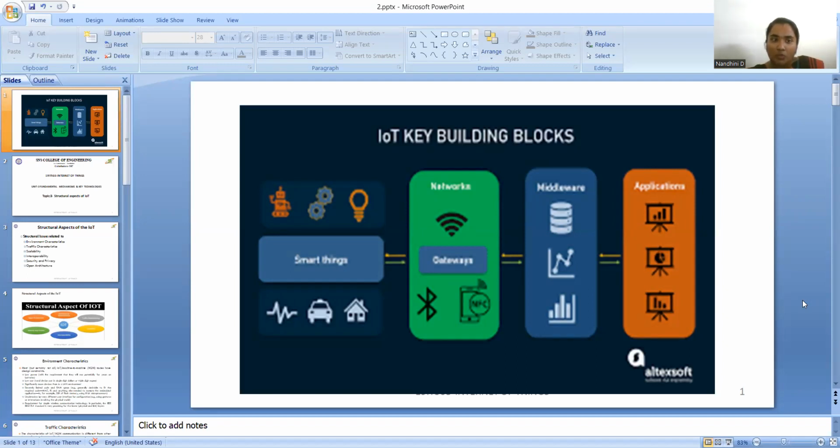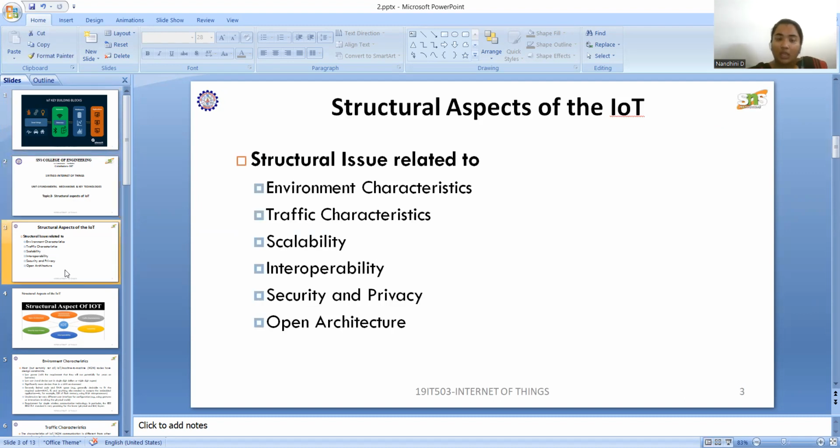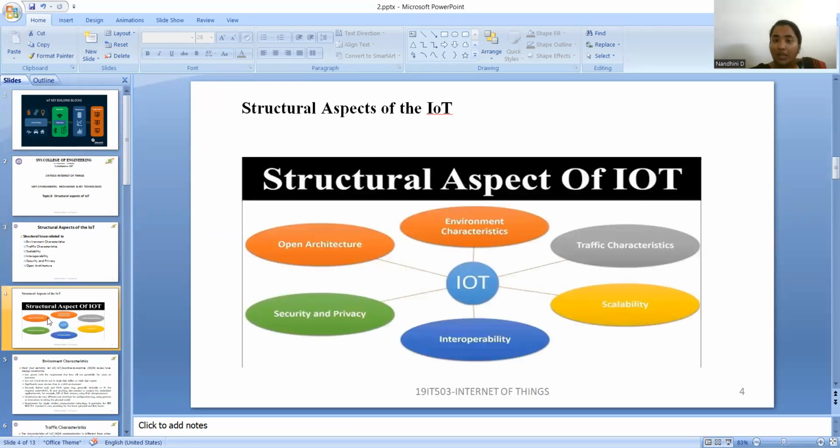Today, we are going to see a topic on structural aspects of IoT. What do we know about the structural aspects of IoT? There are some issues related to structural aspects of IoT. They come under environmental characteristics, traffic characteristics, scalability, interoperability, security and privacy, and open architecture. These are some structural aspects. A diagram has been represented with the help of these structural aspects of IoT, which categorizes the above characteristics.